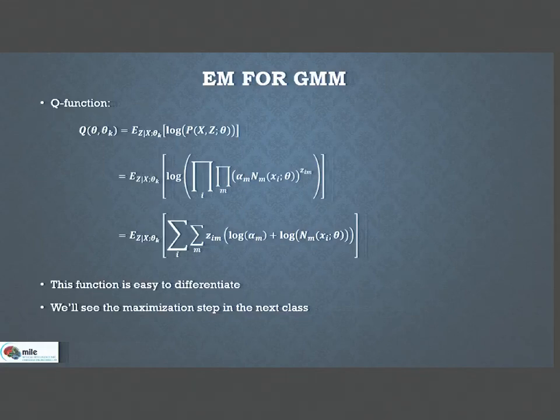It's a simple operation where all the products within the log can be converted to a sum of logs, and whatever is in the power will come down, and so on. So this function is actually easy to differentiate, because you don't have any sum inside a log.